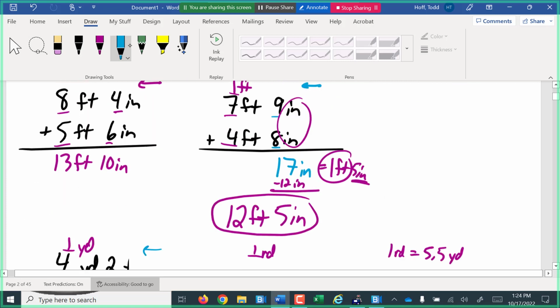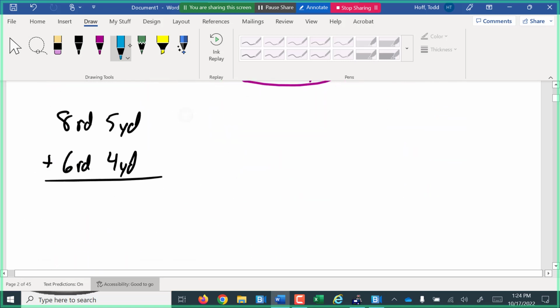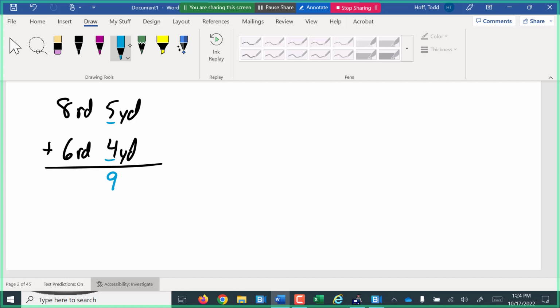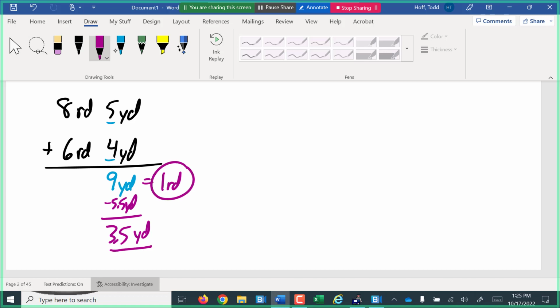So again, we do right to left. 5 yards plus 4 yards is 9 yards, which is more than a rod. If I take out 5.5 yards for the rod, how many yards are left over? There you go, 3.5. Perfect. So we'll keep the 3.5 yards, carry the 1 rod.